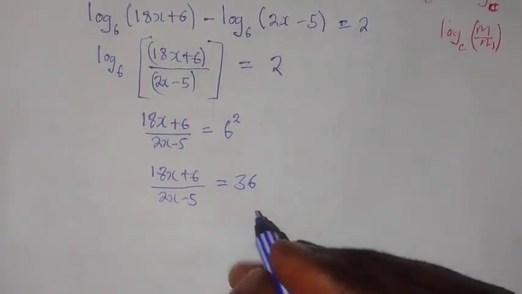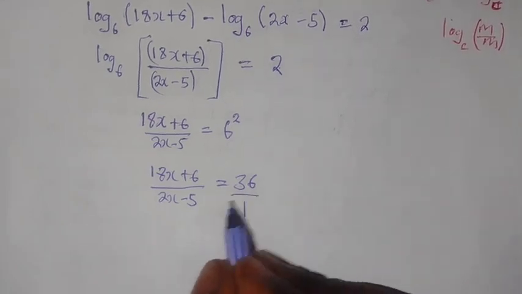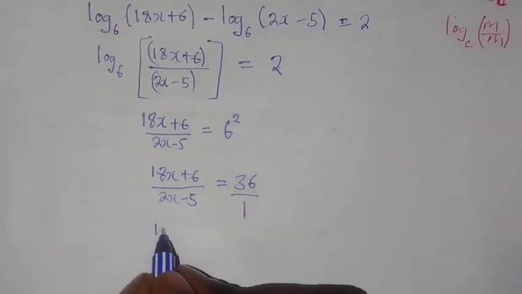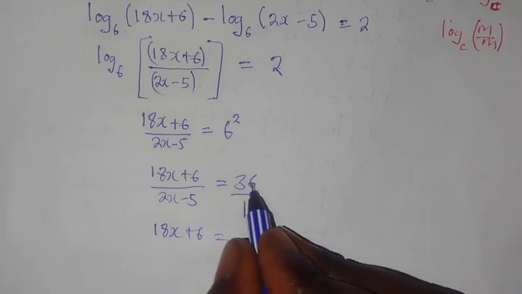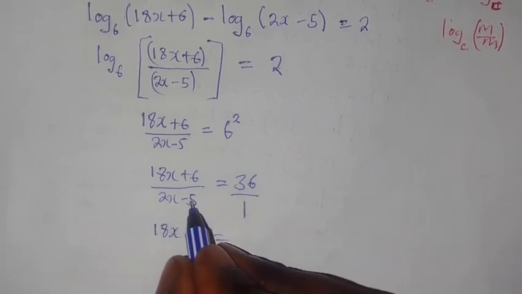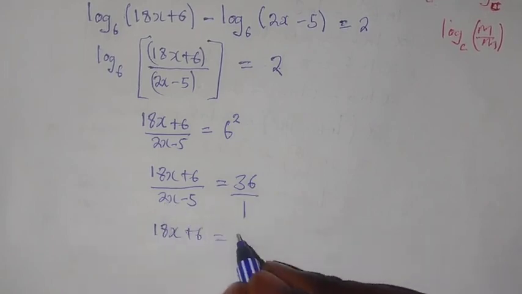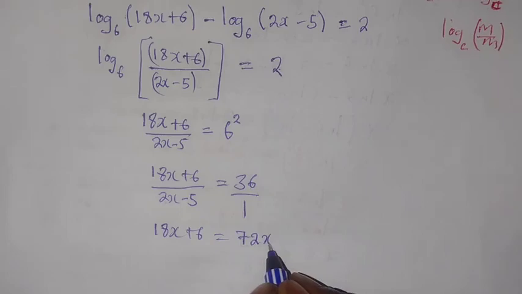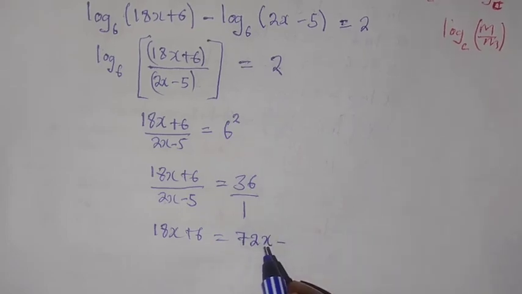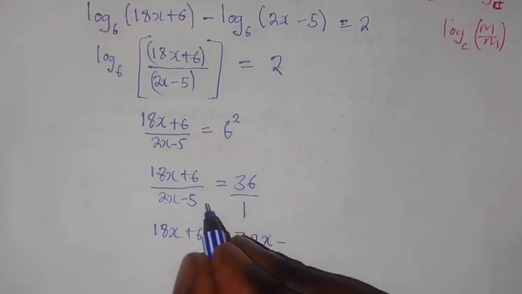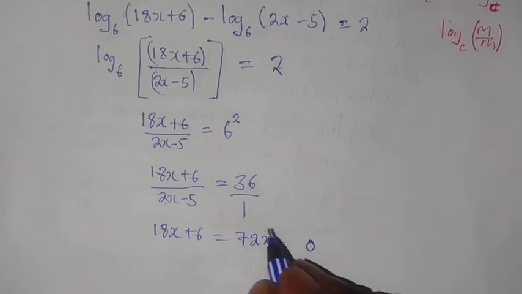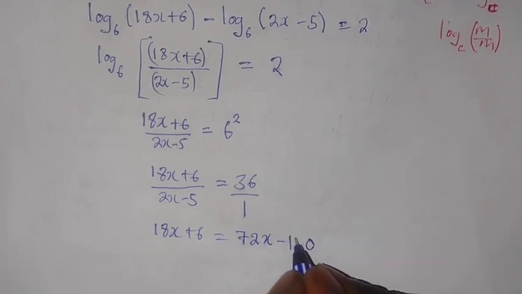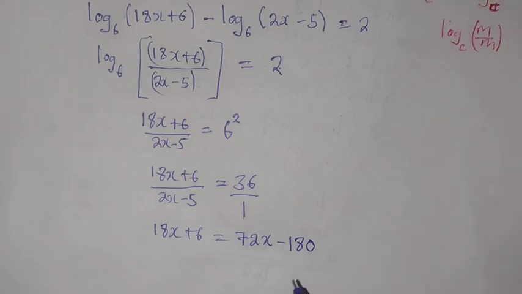So from here, we can divide here by 1, then we cross multiply. So we are going to get 18x plus 6 is equal to 36 multiplied by 2x minus 5. So 36 times 2 will give us 72x, minus, again we need to multiply 36 times 5. 5 times 6 is 30, so we write a 0, we carry a 3. 5 times 3 is 15, plus that 3, 18. So meaning that 5 times 36 gives us 180.